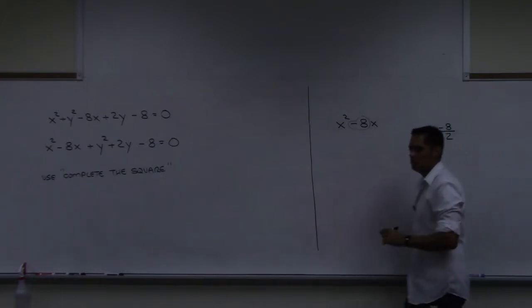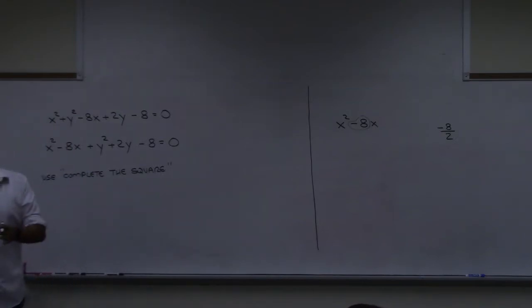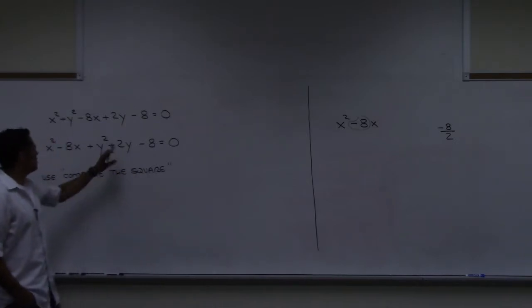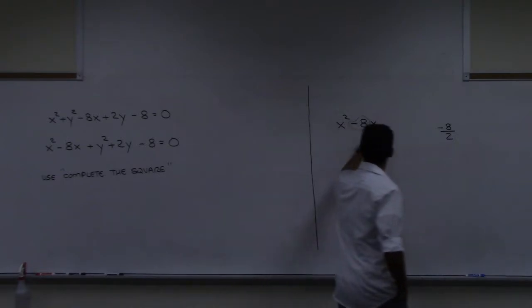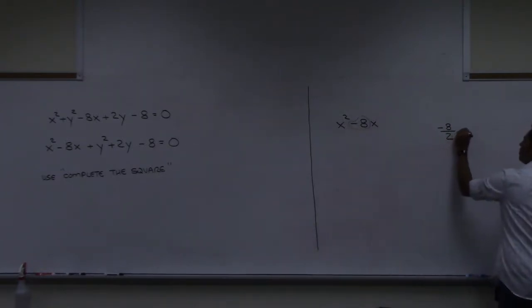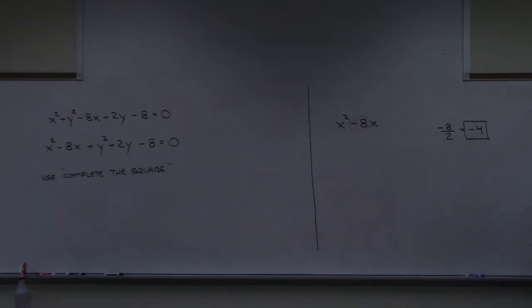Why 2? Because this is the way we do it. It's always divide by 2. There's an algorithm that we're following here. It's not like I'm dividing by 2 because there was a 2 over here. No, every time you take the number in front of this variable and divide it by 2, that gives you a number, right? That's -4. I like to box that number because I'm going to need it in a little while.